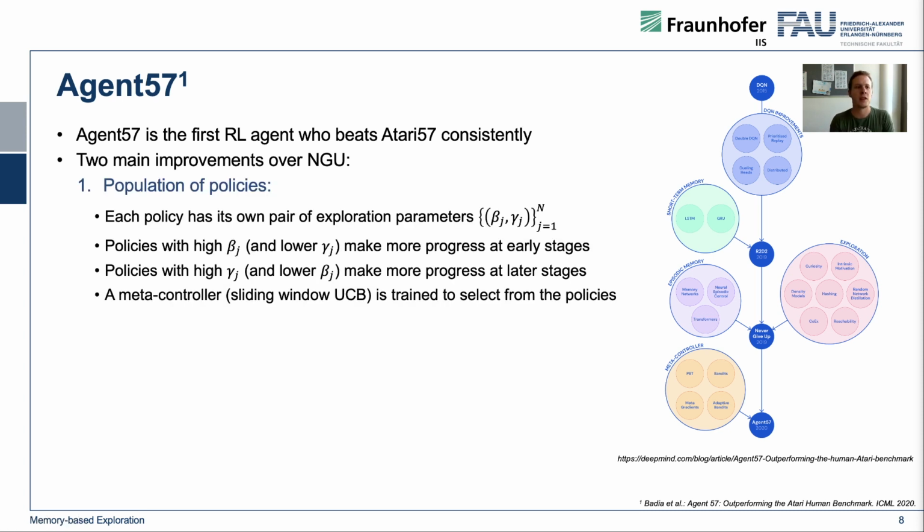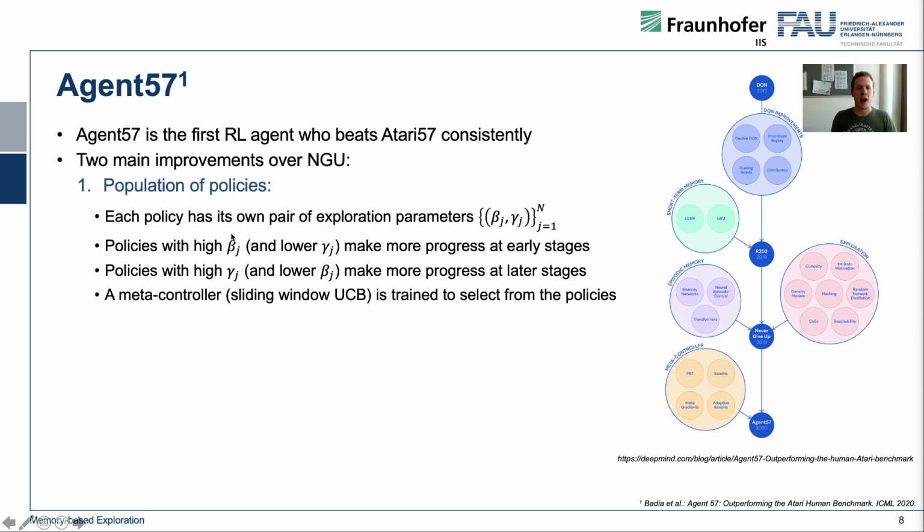It boils down to two main improvements over Never Give Up. The first one is that instead of just using one policy, we maintain a population of policies. With these populations, we have a set of parameters that configure the policies. Each policy has its own pair of exploration parameters, beta and gamma. So you have n policies and parameters for them, and they are configured to be like this.